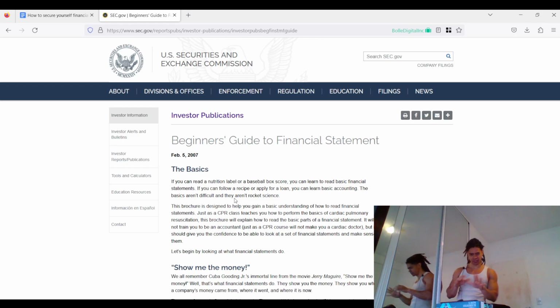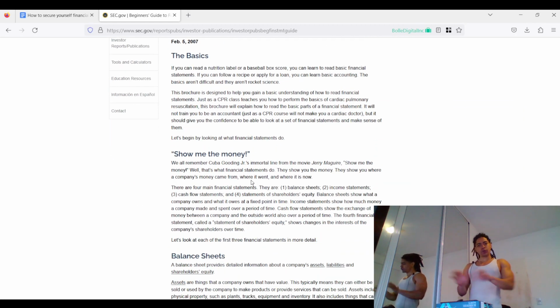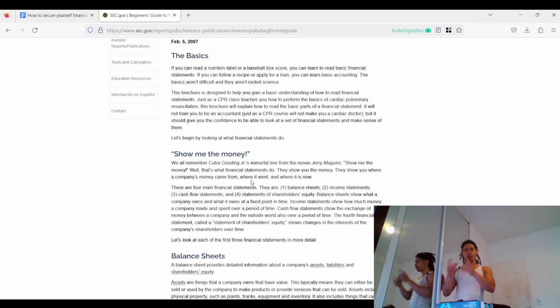And the basics, they're not difficult. After all, financial statements show you the money. And there are four types of them. You have the balance sheet, income statement, cash flow, and statement of shareholders' equity. The balance sheet is a snapshot of the company's assets, liabilities, and shareholders' equity over a period of time.